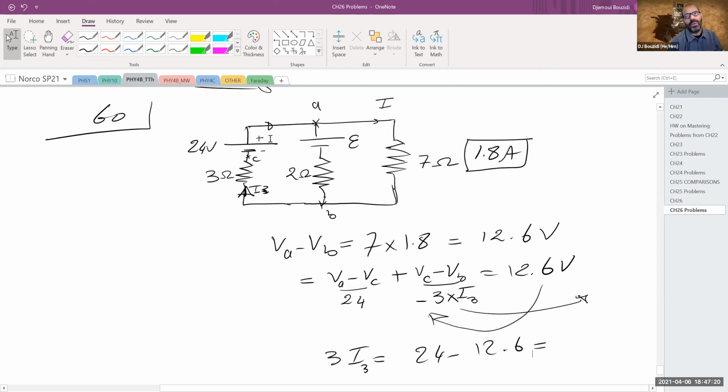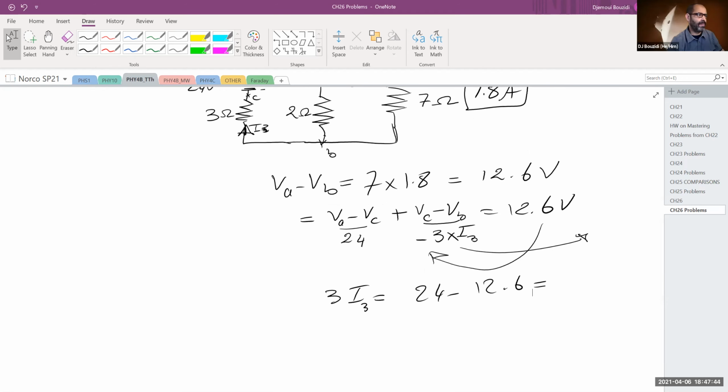Because I already have a 24 volt drop between A and C, and I cannot really have another drop. I must have a rise in here to compensate for the fact that I only have a 12.6 volt drop between A and B. So that should be the difference between the two. Ri, which is 3 times I, must be the difference between 24 and 12.6.